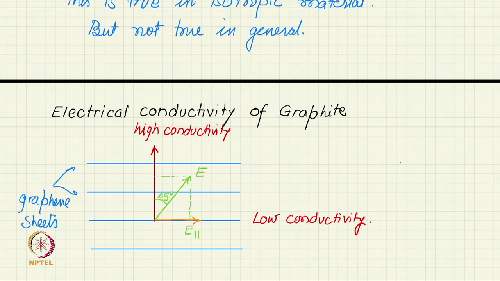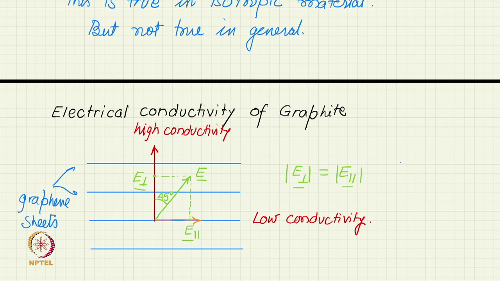E parallel to the basal plane, parallel to the graphite sheet, and E perpendicular, normal to the graphene sheets. Now, since I am taking the angle to be 45 degree, you can see that these two components will be equal in magnitude. But since the conductivity is low in the basal plane, the same magnitude electric field, the magnitudes are equal.